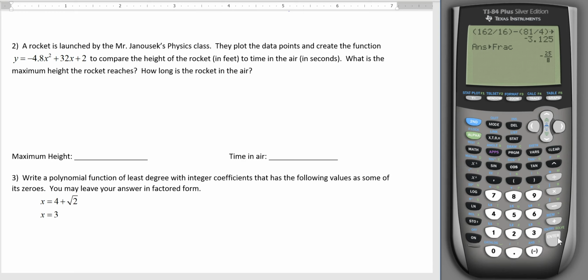Okay, so for this one, let's use our graphing calculator. Y equals negative 4.8x squared plus 32x, and then plus 2, and graph. Okay, so I need to go much higher, I can see, so I'm going to change my window here. So I need to increase my y maximum. Let's take it to 200. Let's see how that does.